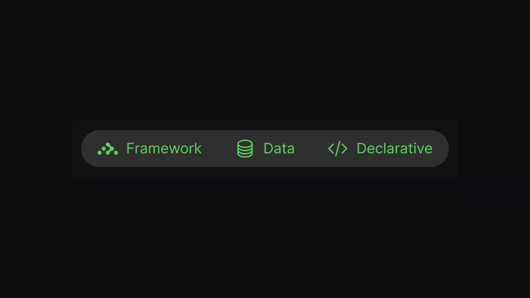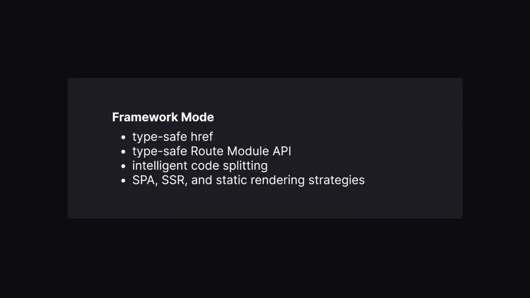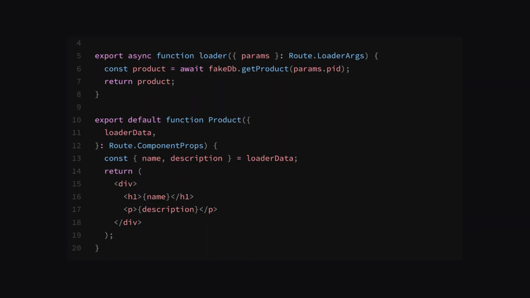Lastly, we have the framework mode. This takes the data mode, wraps it in a Vite plugin, and turns it into an SSR framework that fulfills the same niche as Next.js. It provides a type-safe href, type-safe route module API, intelligent code splitting, and SPA, SSR, and static rendering strategies. If we use server-side rendering, we can call the actions and loaders on the server. In this code, the product will be fetched on the server before the web page is sent to the client. We don't have to use spinners to stand in for the loading data, like we would in a client-rendered SPA.